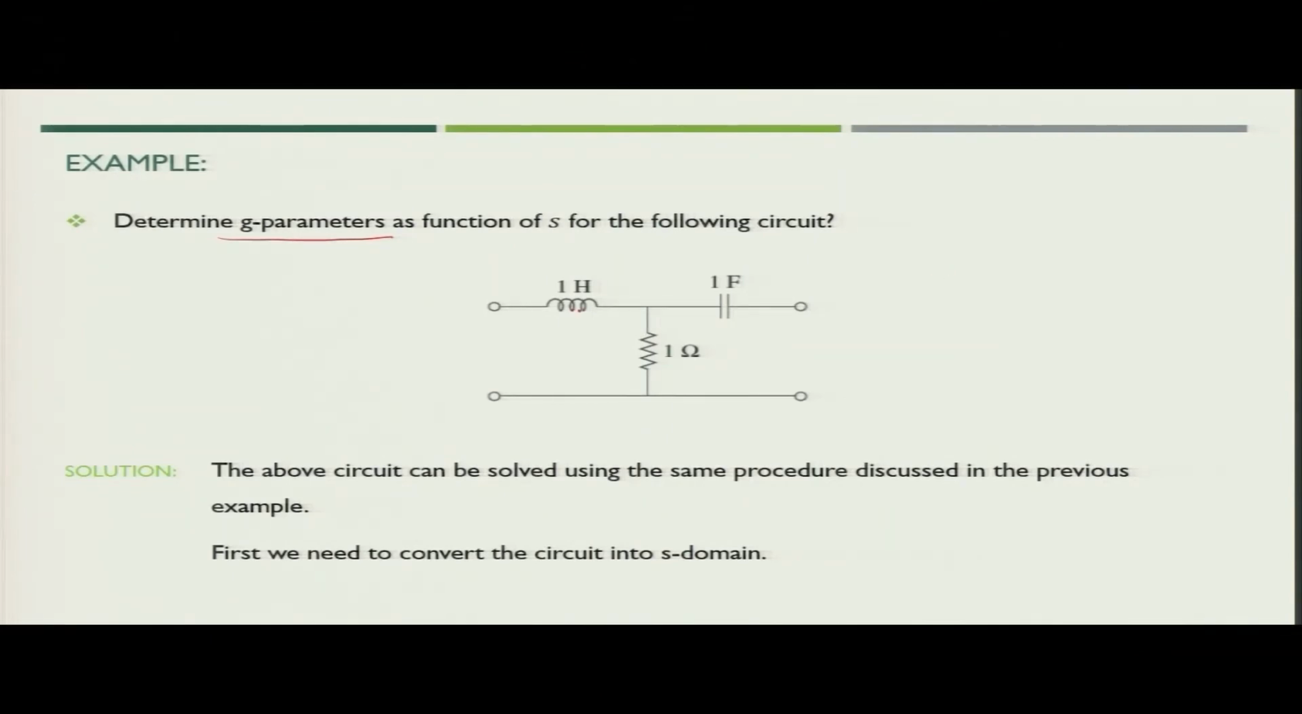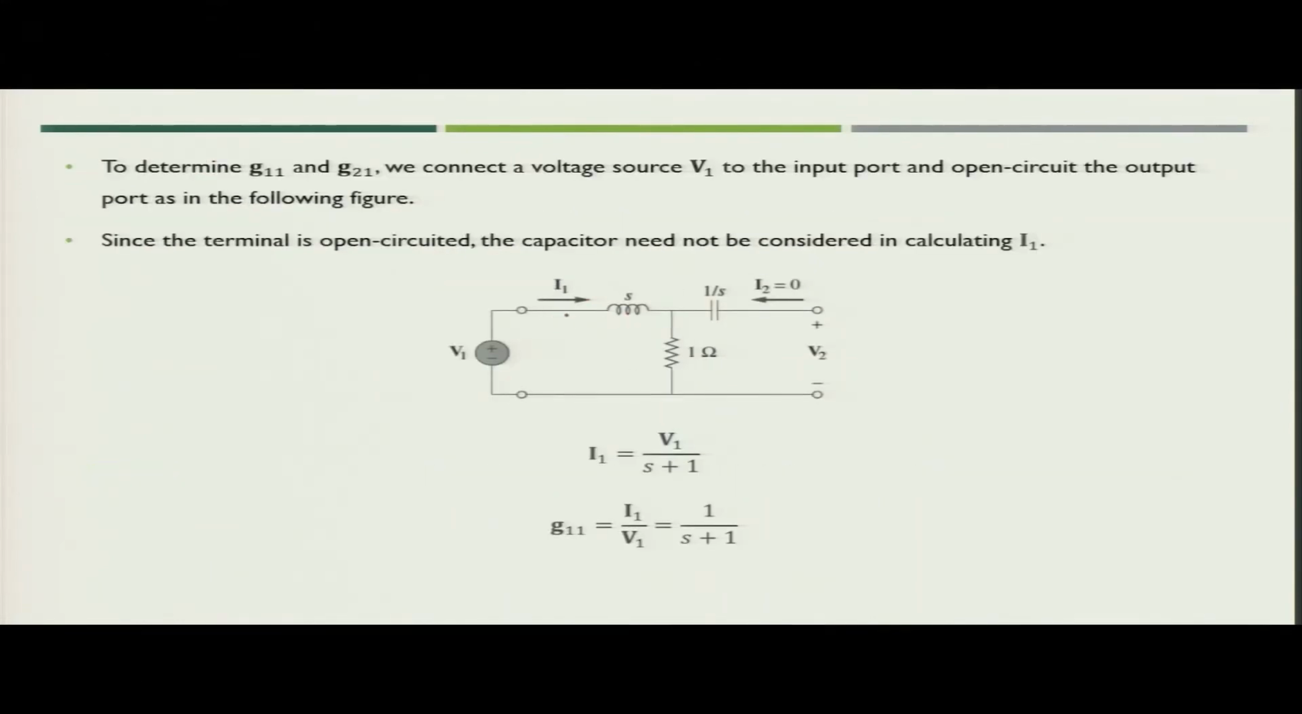Here you will see that the circuit is having an inductor of 1 Henry, a capacitor of 1 farad and a resistance of 1 ohm. Now what we have to do is find the G parameters as a function of S. So we first have to convert the circuit into the Laplace domain, that is the S domain. 1 Henry in S domain we will say as S, the capacitor will be represented as 1 by S, and the resistance will remain the same.